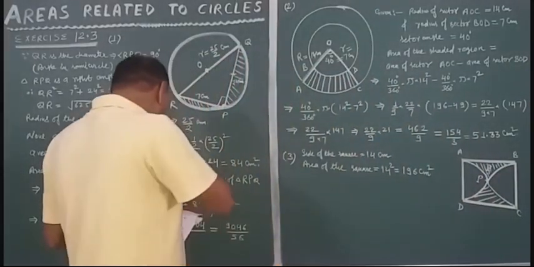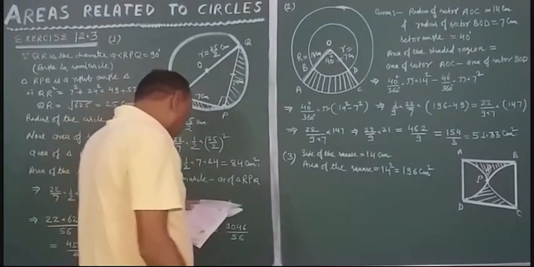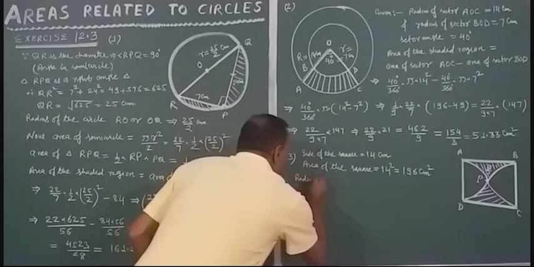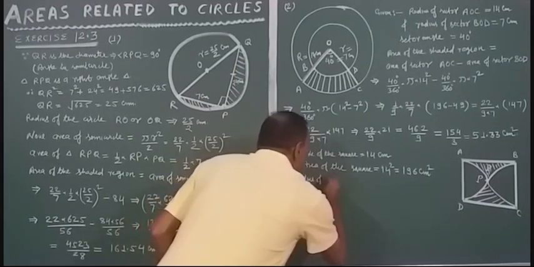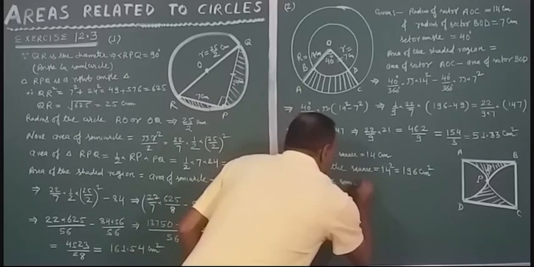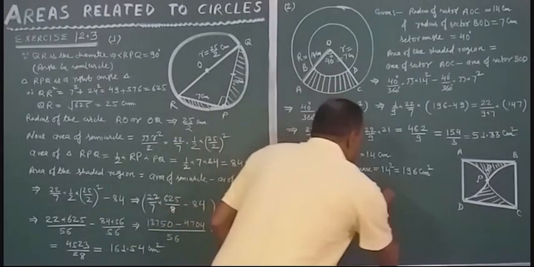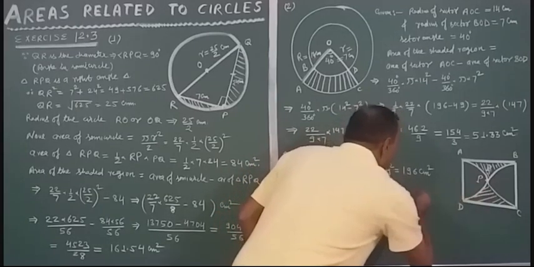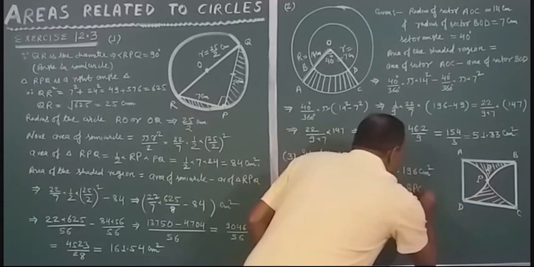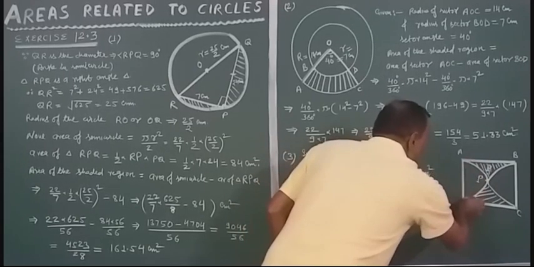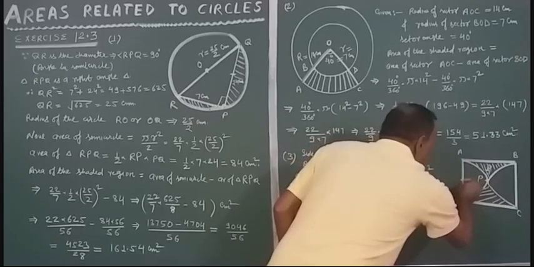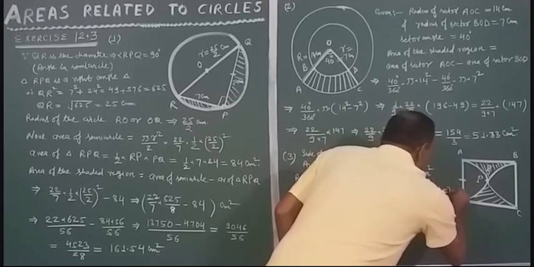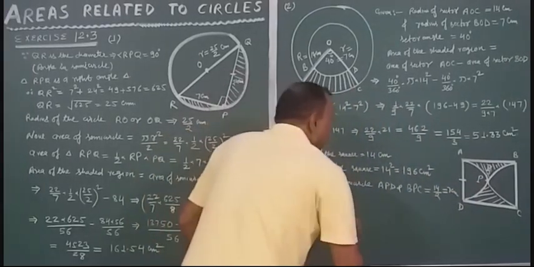Now radius of the semicircle APD, and the same radius will have BPC. So this will be how much? This total is 14. So this will be radius and this will be 14 upon 2, which is 7 centimeter.